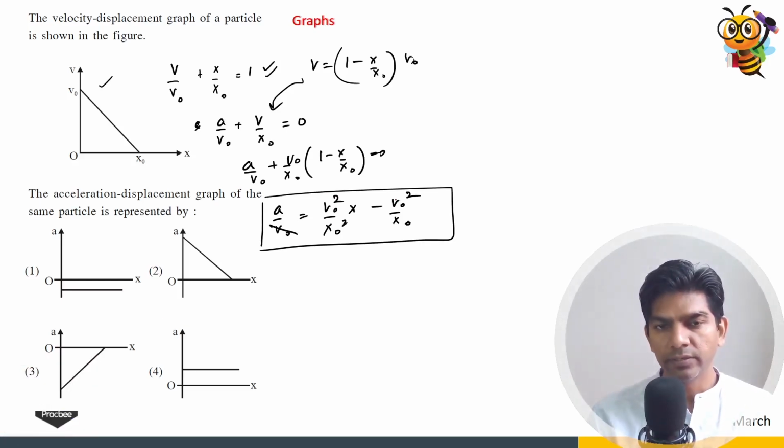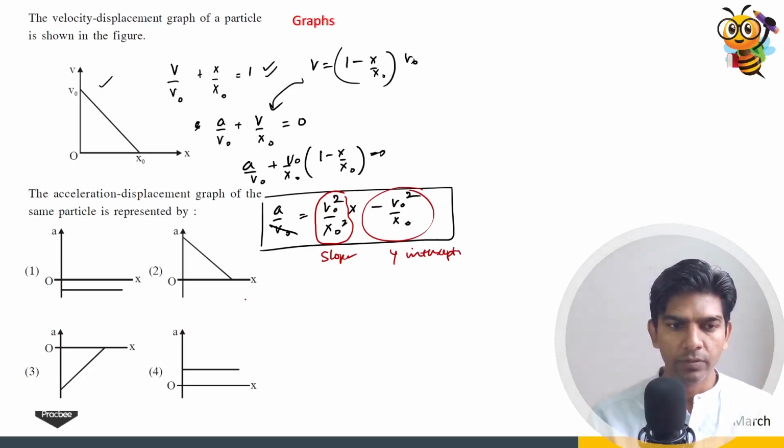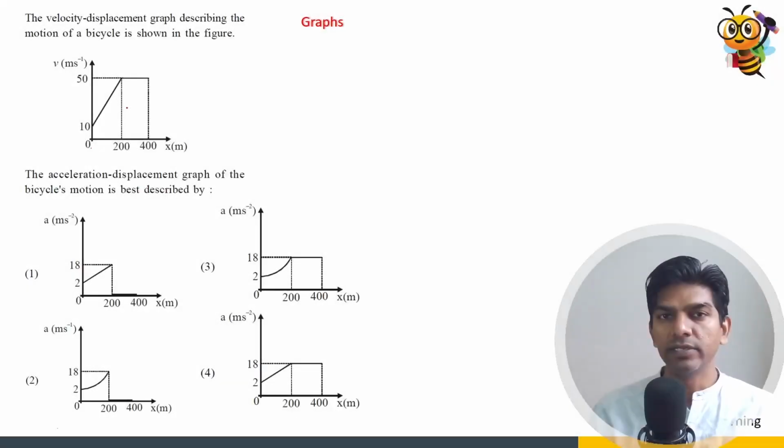So it is a straight line. Can you see? This is the slope, that is the y-intercept, and the y-intercept is negative and the slope is positive. So option 3 is the right answer. Now let us see this question.